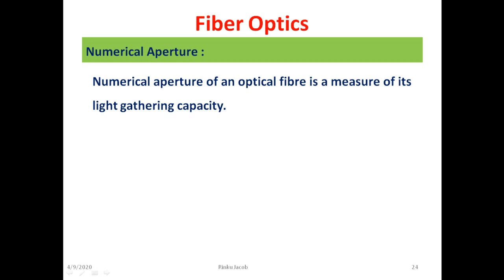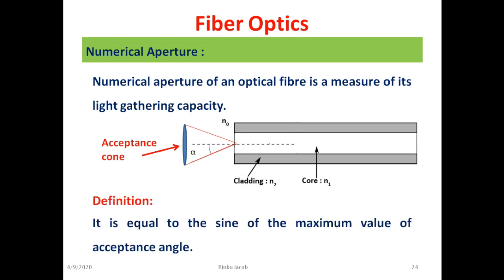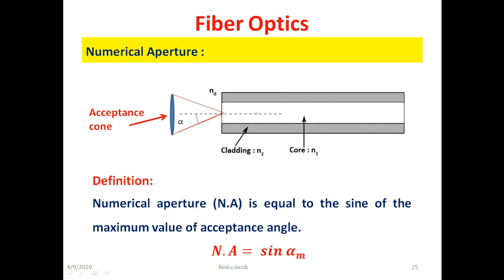As we discussed earlier, not all the light that enters the optic fiber will undergo total internal reflection. For the light to strike the boundary with an angle greater than the critical angle, the light should enter the fiber only within a certain range of angles. This range of angles is called the acceptance cone. So numerical aperture of an optical fiber is defined as the measure of its light gathering capacity. It is equal to the sine of the maximum value of the acceptance angle. So numerical aperture is equal to sine of maximum acceptance angle.